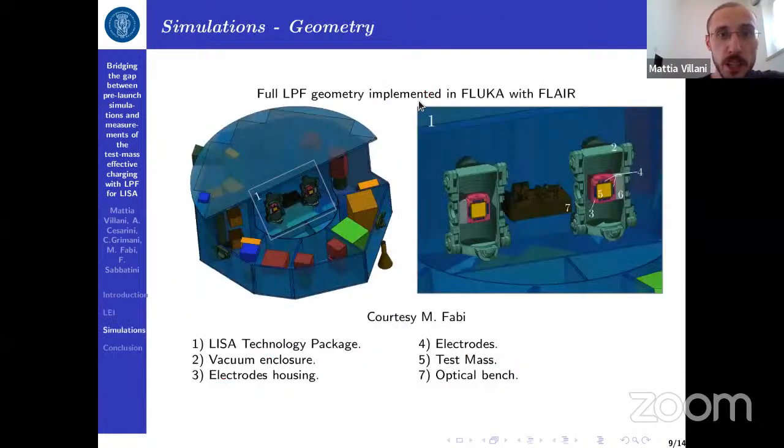The full geometry of LISA Pathfinder was implemented in LUCA with the program FLARE. Here is the CAD of the geometry. On the right, there is a zoom on the central region, which is the LISA technology package. Each of the two columns is the vacuum enclosure. The pink cube is the electrode housing. The blue part is the electrodes. The yellow is the test mass, and this is the optical bench.